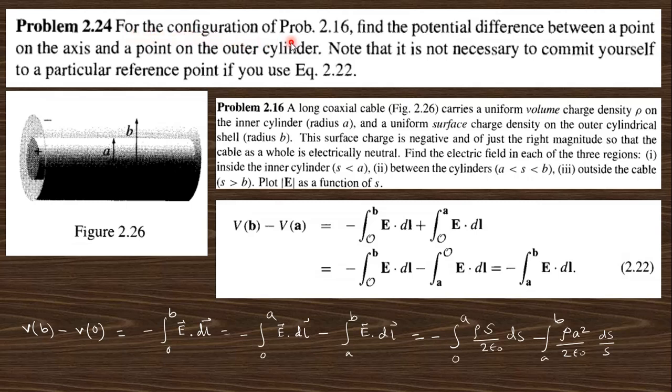Problem 2.24 says: for the configuration of problem 2.16, this is problem 2.16 and this is the corresponding figure, find the potential difference between a point on the axis and a point on the outer cylinder. So there are two points, one on the axis and another on the surface of the outer cylinder, and you need to find the potential difference. Note that it is not necessary to commit yourself to a particular reference point. Here we did not need any particular reference point because we find the difference, so the reference will be cancelled out.